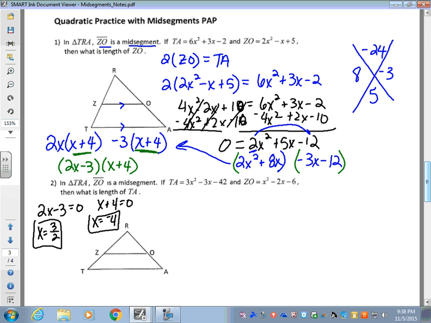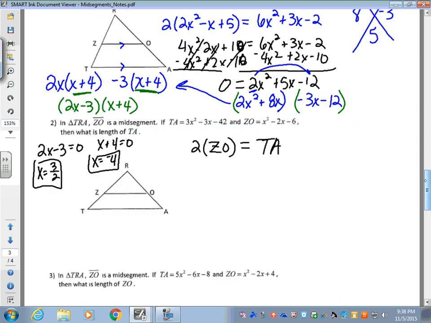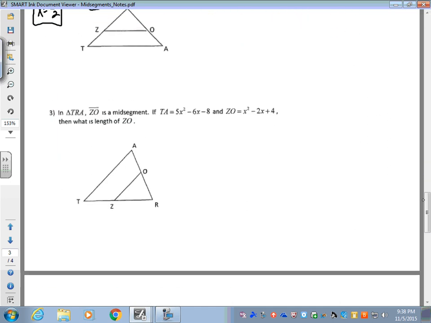Now, your challenge, and what I'm going to check for, is for you to do number 2, same type. This one's nice and neat because it does not have a coefficient in front of the x squared when you solve it, but just a reminder, if you double the ZO, it equals the TA. Now, you can just substitute and solve and factor. Make sure your quadratic equals 0. But on number 3, you are going to have to pay attention to the coefficient in front of the x.